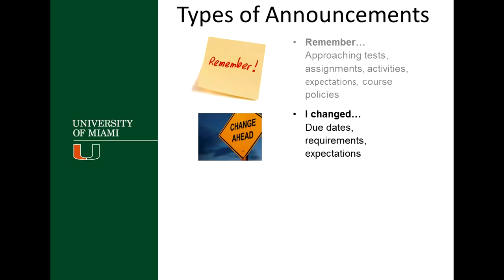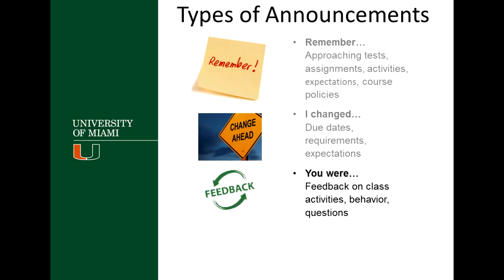I changed a due date on a paper. I moved a test back a week. I changed the requirements for a paper or for a project. I said that I would always respond within 24 hours to any email, and I need to clarify that because I'm going to be out of town or something. So if I change something, I want to let the students know about it, and I put it into the announcements.